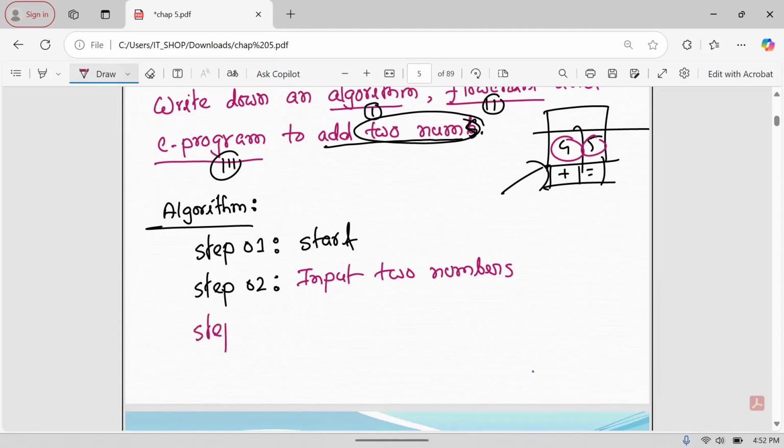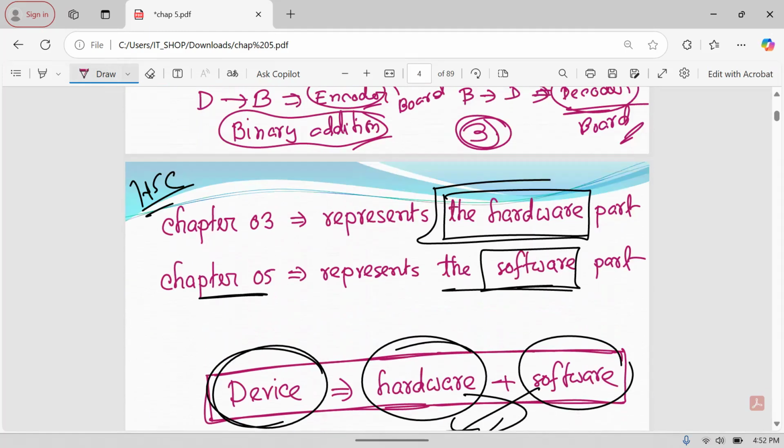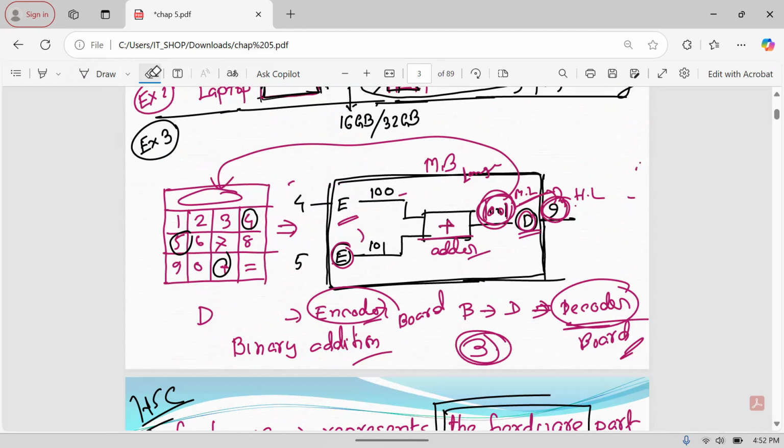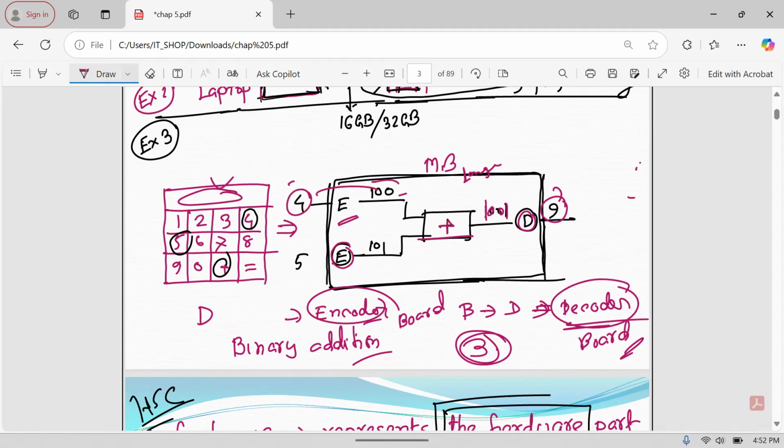Okay, now go to step 3. So what will be happening in step 3? When I write down 4 and 5, this 4 and 5 go to the motherboard. And in the motherboard, all those things basically happen. That means this 4 will convert to binary, 5 will convert to binary, the addition will occur and we get the result 9. That means in this part, the summation will happen.